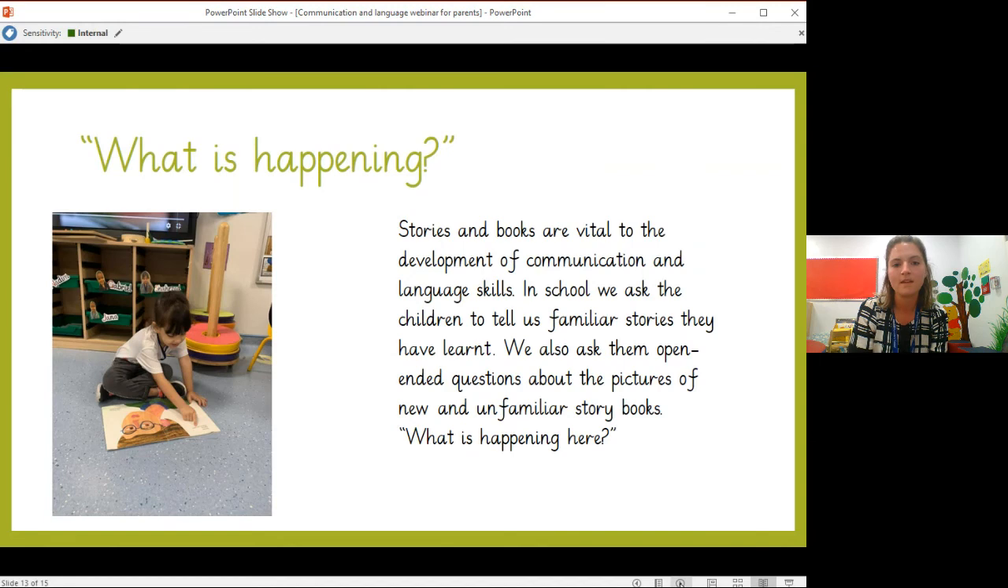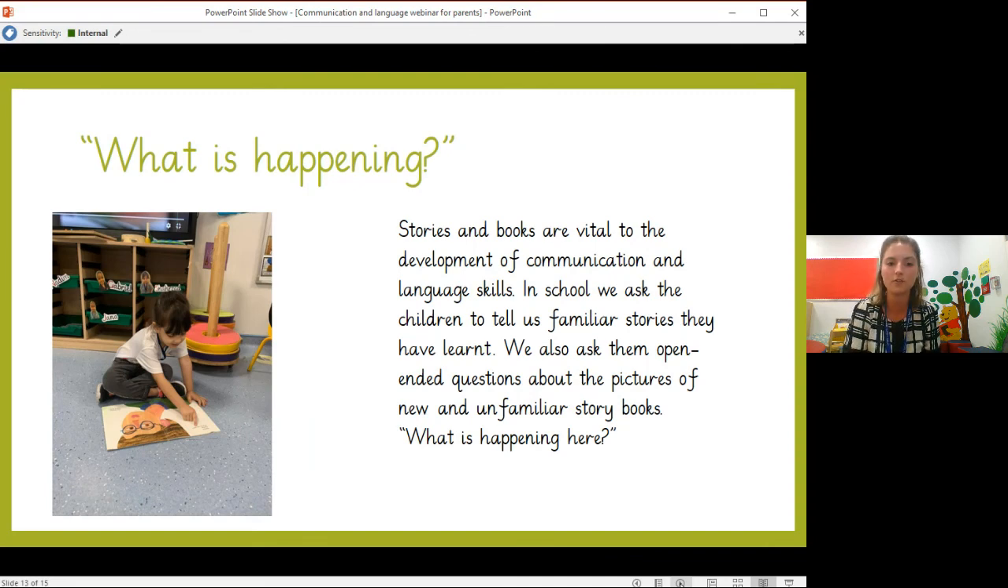Stories and books are so important for the development of communication and language skills. In school, we ask our children to tell us familiar stories they have learned. These can be from stories that we learn in school, or maybe some stories that they may have at home. We ask them open-ended questions about the pictures in these storybooks so that they can use their own imagination to tell you what's going on. By asking the question, "What is happening here?" you are allowing the children ownership of what they think might be happening in the story.